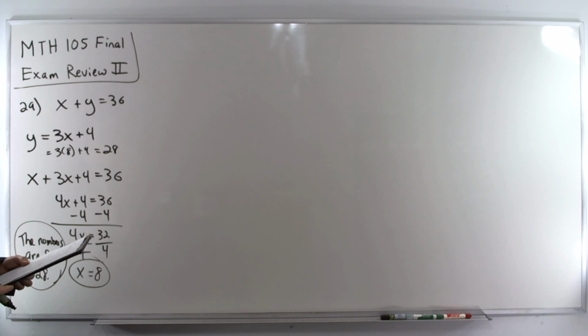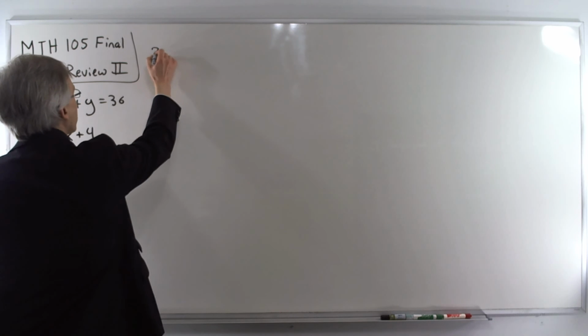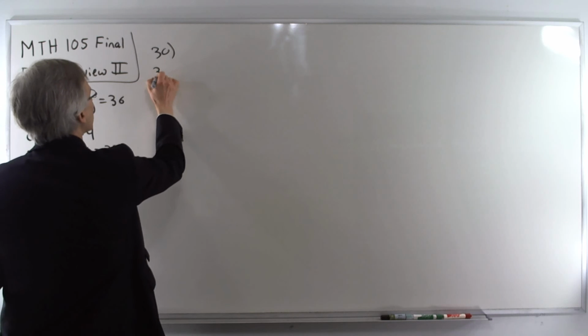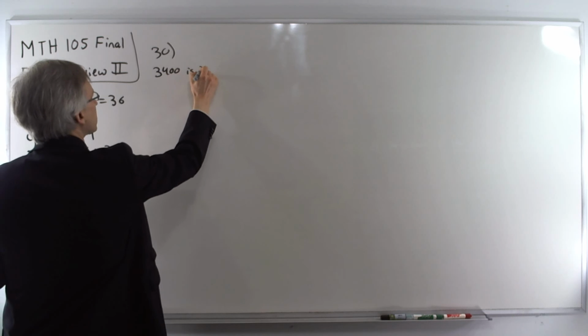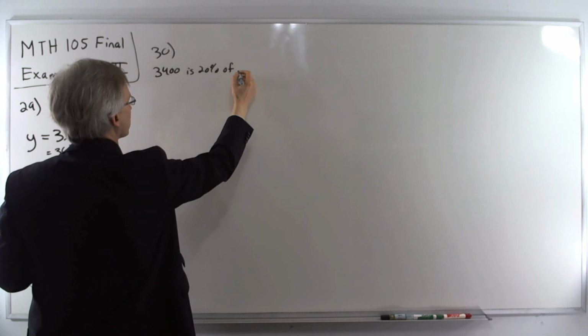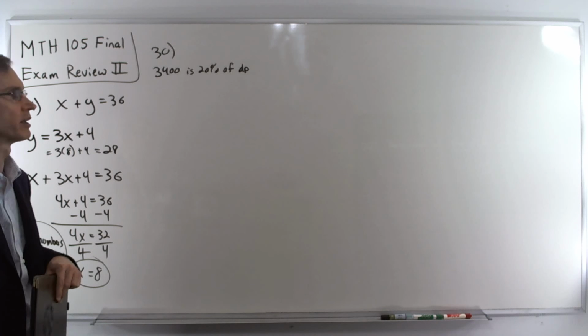Number 30. Roger saved $3,400 towards the down payment on the house, which is 20% of what he needs. How much does Roger need? So to translate this into a little more concise statement, we got 3,400 is 20% of, and let's just call this the DP for down payment. So 3,400 is 20% of the down payment.